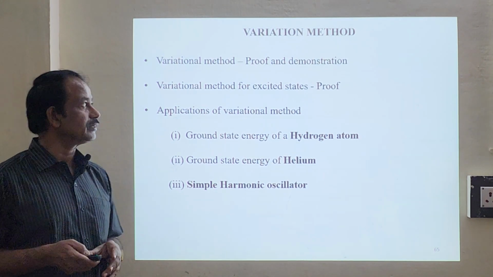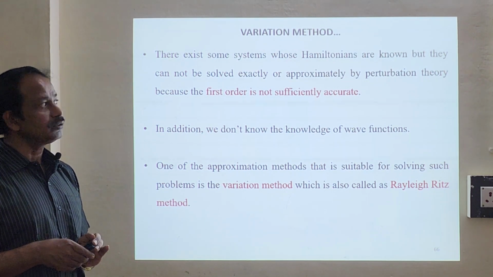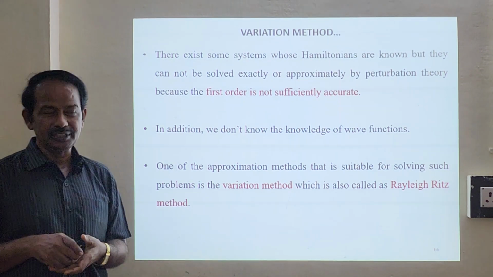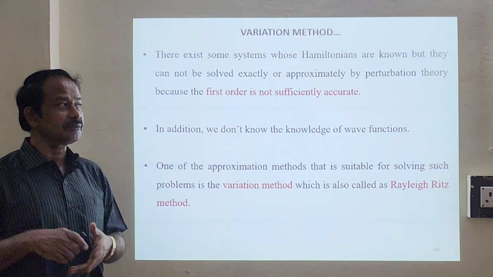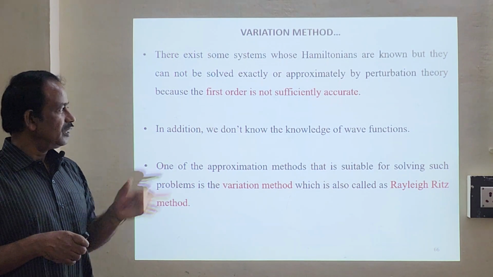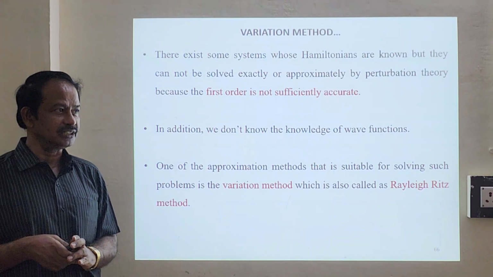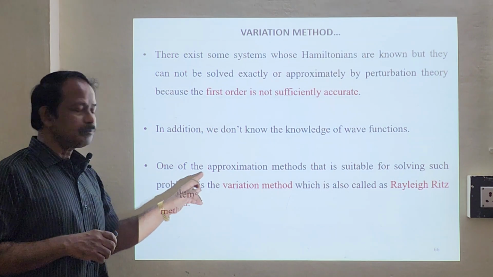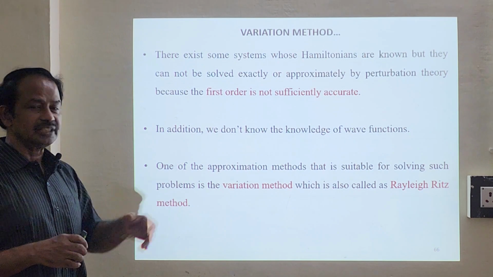So we are going to see it in detail. There exist some systems whose Hamiltonians are known, but they cannot be solved exactly or approximately by perturbation theory. There will be no exact solution, and it cannot be solved by perturbation theory either, because the first order is not sufficiently accurate and we will not know the wave function. So we cannot have a solution for the Schrodinger equation for any such Hamiltonian. Then one of the approximation methods suitable for solving such problems is the variation method.